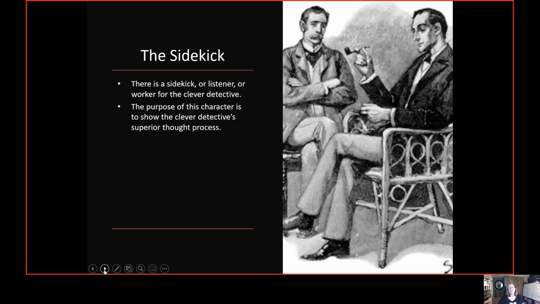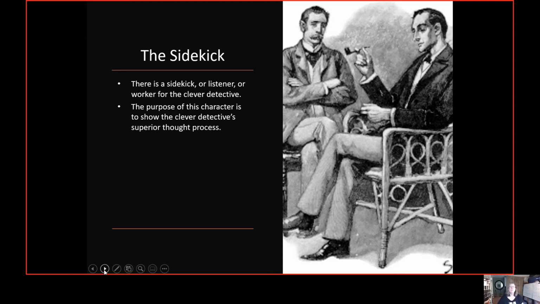There is a sidekick. This is the second of the big 5 characters in detective fiction, as I call them. There is a sidekick or listener or worker for the clever detective. In Sherlock Holmes, that's Dr. Watson. This is important because if the detective were working on his or her own, then the detective wouldn't have anybody to share ideas with and bounce ideas with.